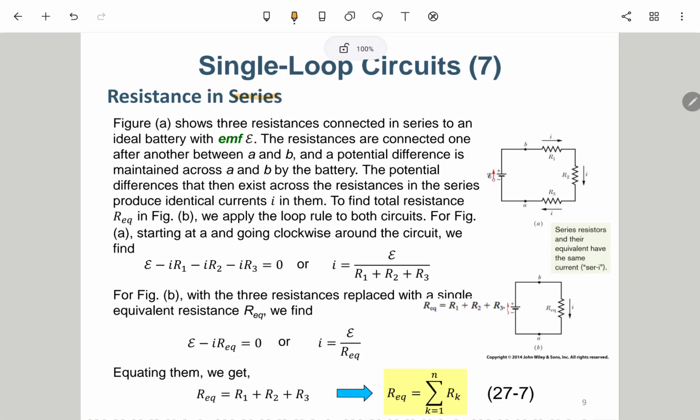Simply speaking, I won't go through the derivation. Actually, it's quite simple. The conclusion is that the series resistance is nothing but R1 plus R2 plus R3. Which means R equivalent equals the summation of Rk, k from 1 to n, if we have n resistors in series. So we just add all of them together. Nothing special.